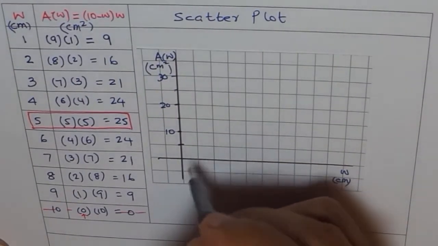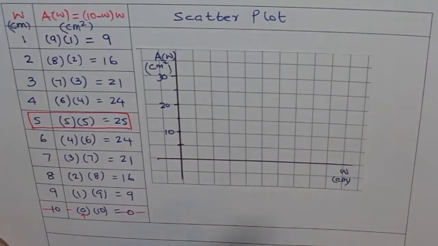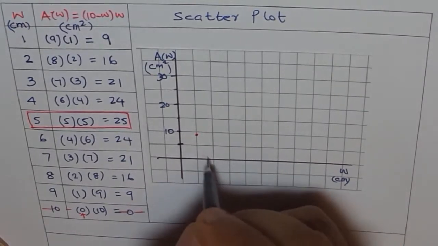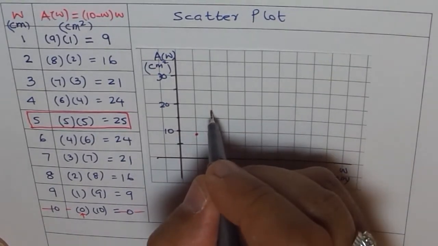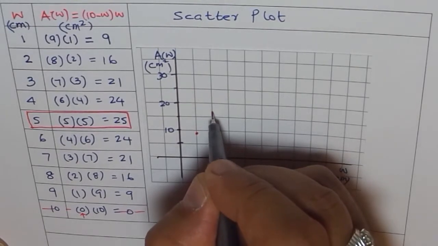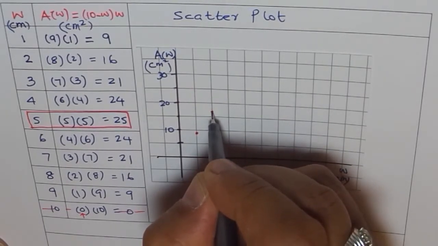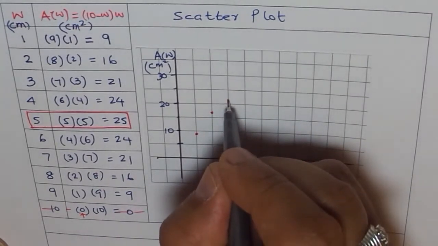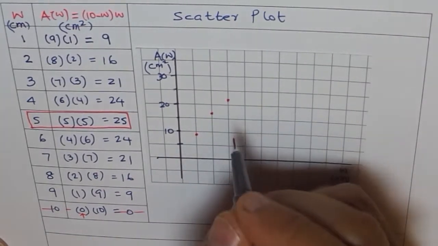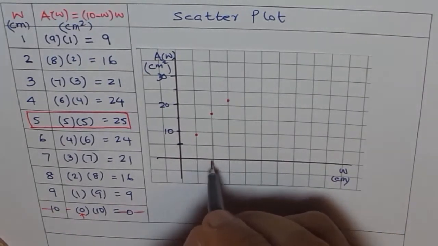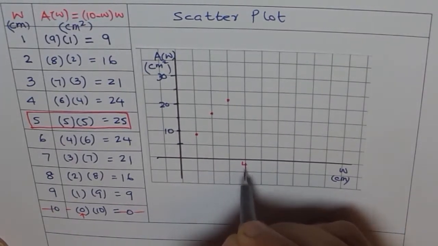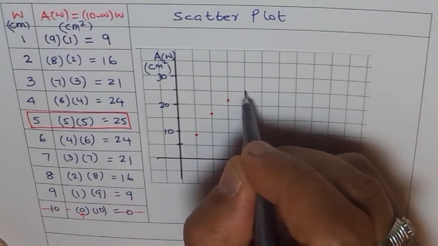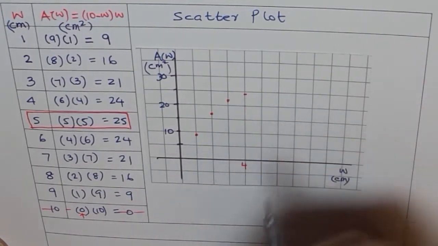At 1, it is 9. So at 1, 9 will be slightly here, okay? At 2, it is 16. So it is like 10, 15, and it's 16. At 3, 21. So 1, 2, 3, and 20, and more than 20, 21. At 4, 24. So 1, 2, 3, 4. Let me write 4 here. 24. So this is 20 and this is 25, so below 25, 24.